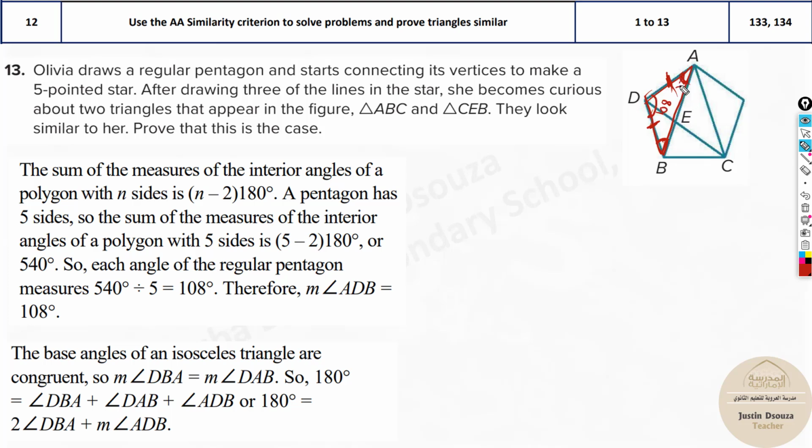Now this one, if I take x, what will be this? It will be x itself. So the total angle is 180 degrees. That will be equal to 108 plus x, that is 2x. Now solve it. Take this to the other side. It will be 72 over here equals 2x, divided, 36 equals x.